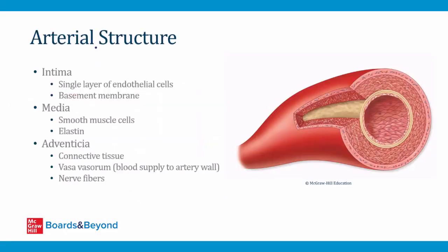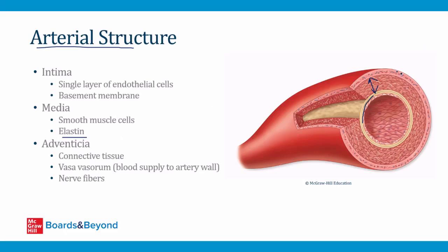So before we go any further, let me review the typical structure of the artery wall. There are three major structures in the wall of an artery. The first one is called the intima layer. It consists of a single layer of endothelial cells and a basement membrane. After that, you have this layer right here, which is called the media. It consists of smooth muscle cells and also proteins like elastin.